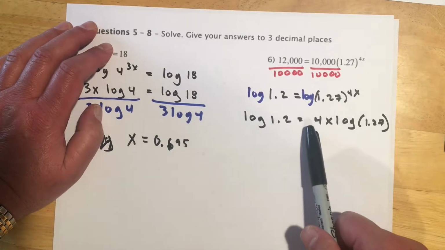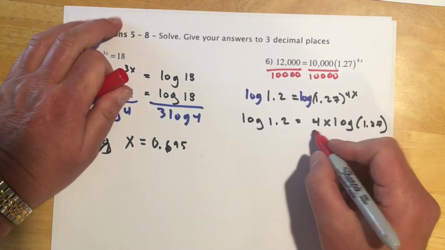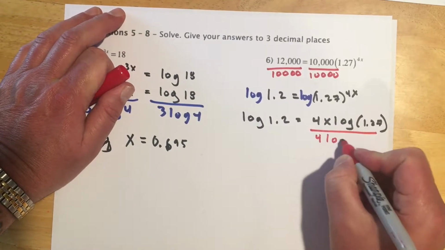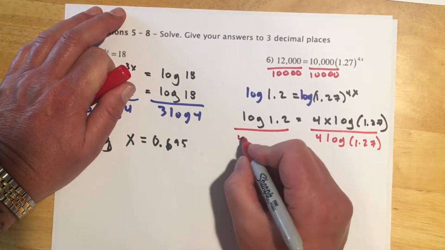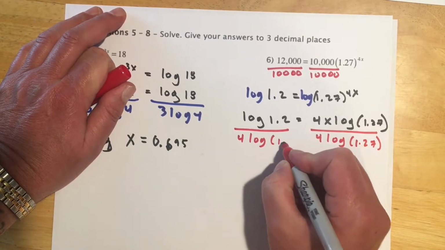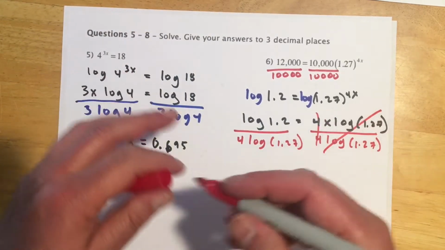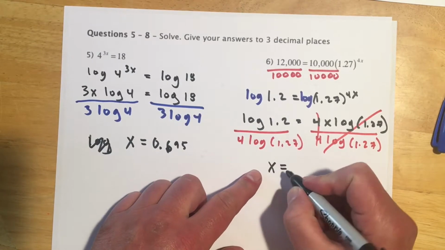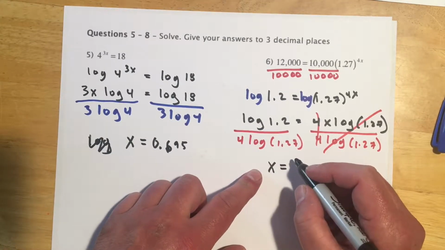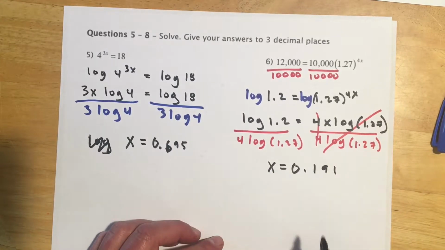And then we're going to divide everything that isn't x over to the other side. So we'll do the 4 log 1.27. Same thing over here. And that cancels, that cancels. So now I have that x by itself, and if I throw that in a calculator successfully, let's see, I got 0.191 when I did it.